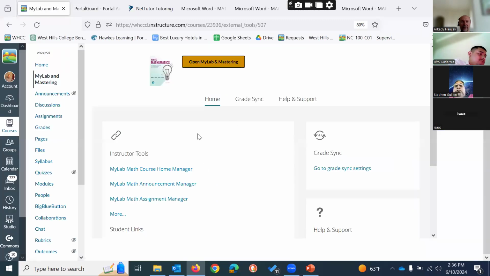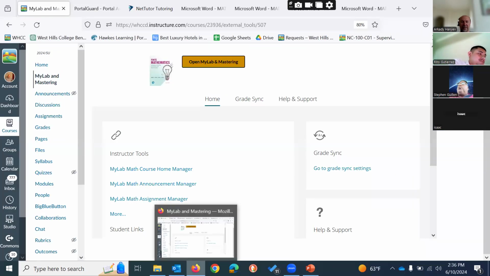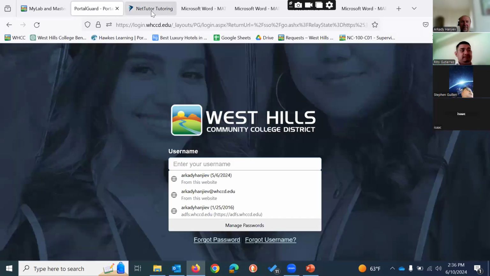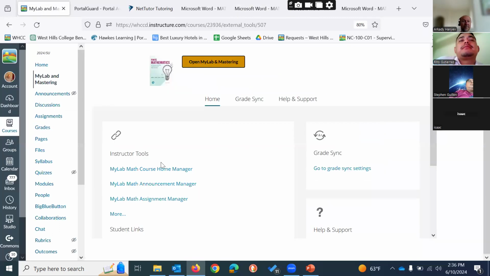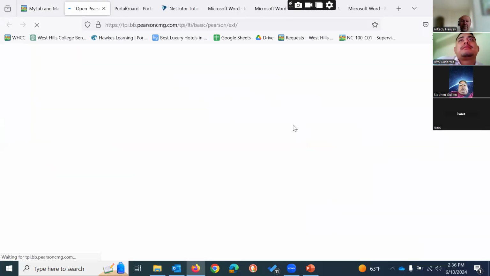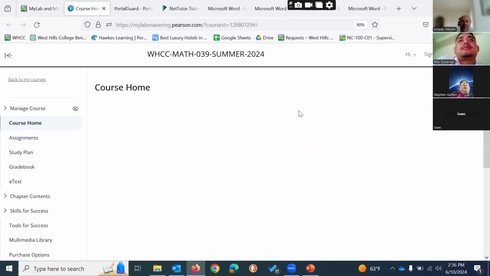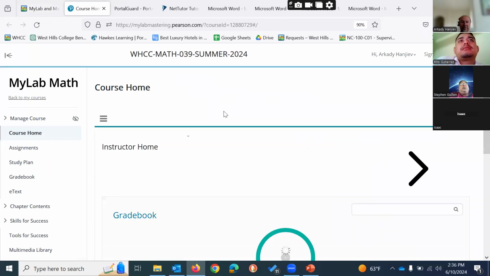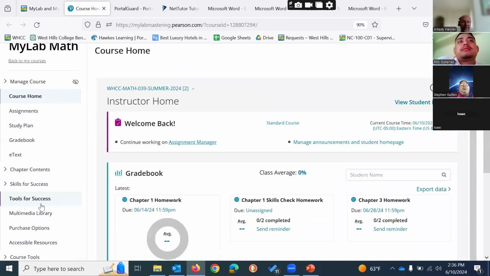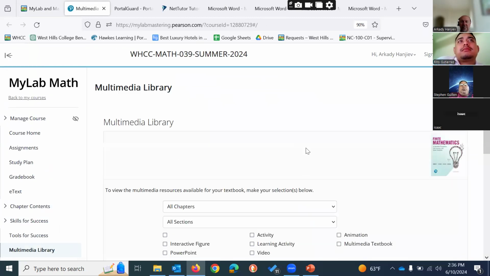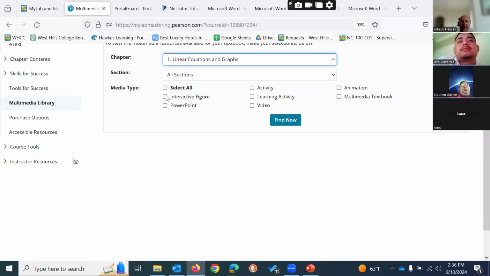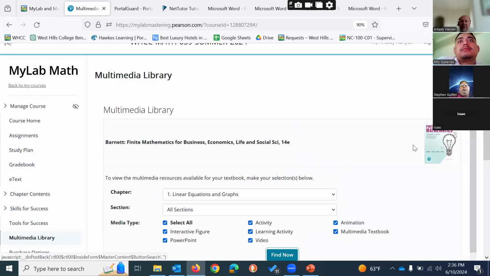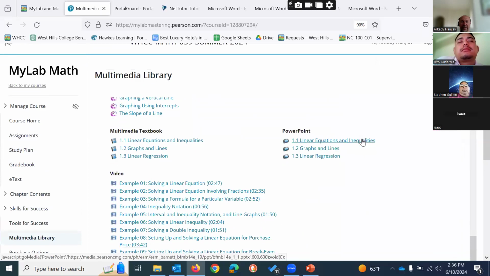The other part is, well, I lost my spot here. Let me see where I'm at. Okay, let me log in again. I think I lost my window. All right, so going back over here, there it is, multimedia library. Chapter 1, find everything. As you get used to this, you'll figure out which one you want.